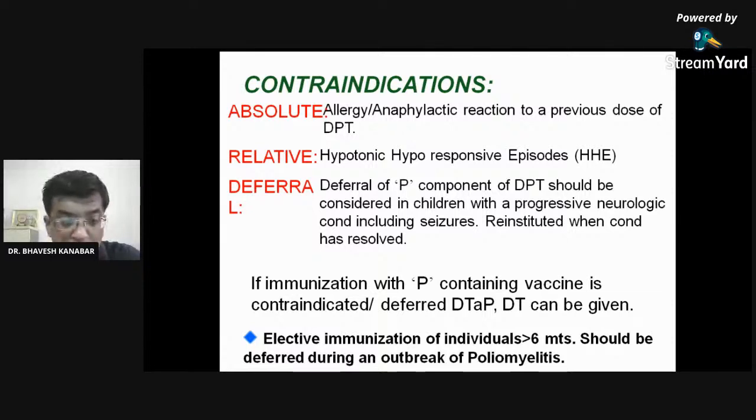Till then we are discussing further. Contraindications of this vaccine are allergy and anaphylactic reaction to the previous dose. Relative contraindications are hypotonic, hyporesponsive episode, and deferral of the P component of DPT should be considered in the child. If there is a contraindication to P, meaning the pertussis-containing vaccine, then we can give DT vaccine. Whenever there is a contraindication to the pertussis component of the DPT or pentavalent vaccine, you can give DT vaccine, but it is also very rare.